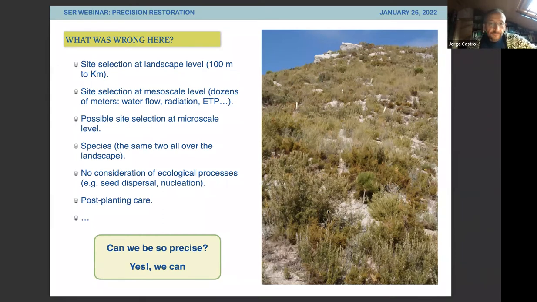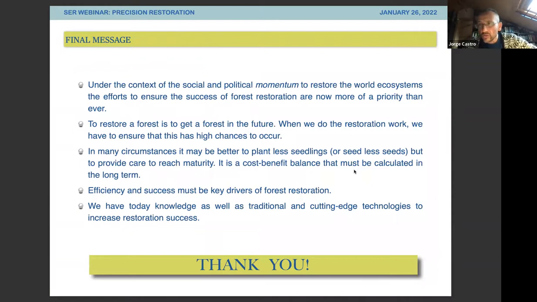But then there is no consideration here of ecological processes. Perhaps we should focus on just planting a few trees and let nature do the rest of the work. And also there is no post-planting care at all, okay? So the point is to know if we can be precise enough today to do these kinds of things. And yes, we can be precise enough. We have the technology and the knowledge to do this.